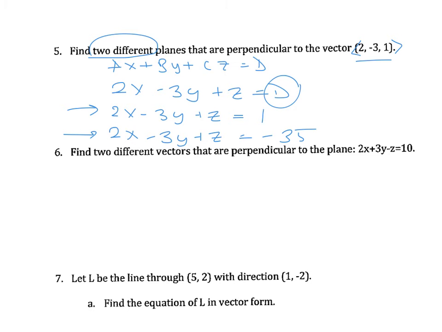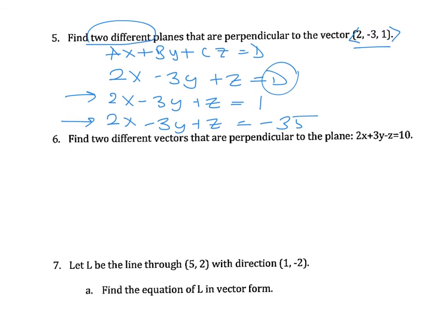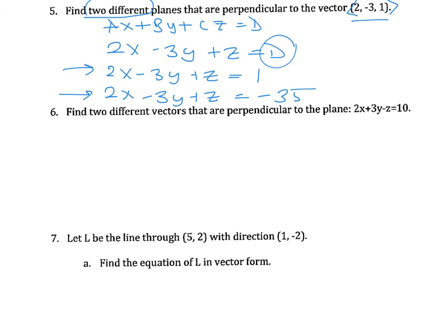Question 6 is asking the same thing from a different direction. Two different vectors that are perpendicular to the plane. So we can run this process in reverse. We can take the coefficients of the plane equation and use them as the components of a vector. Two vectors that are perpendicular to the plane.